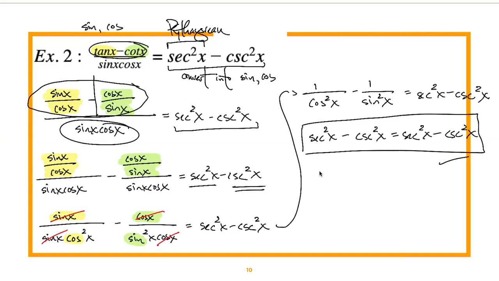Now, if you chose to start with the right-hand side, you should still be able to get back to the left-hand side. You might just need to do some different steps, depending on whether you decide to use Pythagorean or you decide to convert into sine and cosine. It will just take different steps, and at the end, you won't be splitting fractions, but you'll be combining fractions, okay?